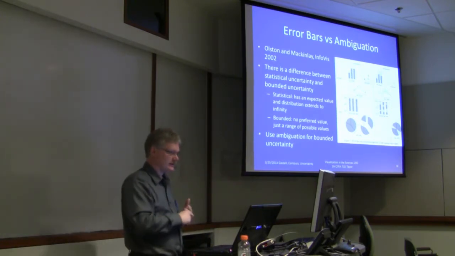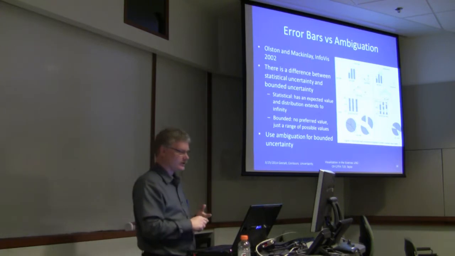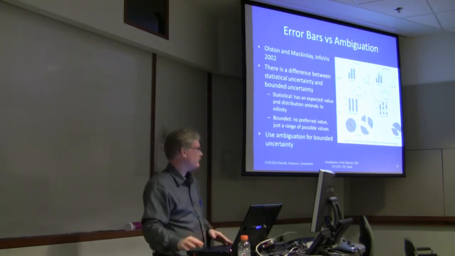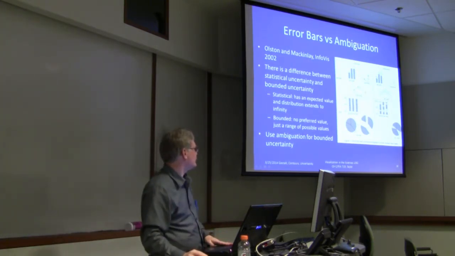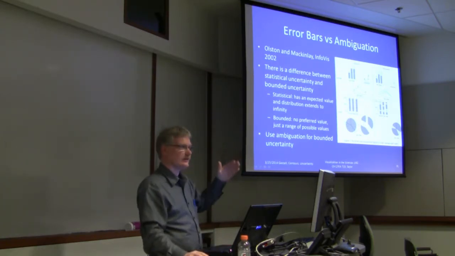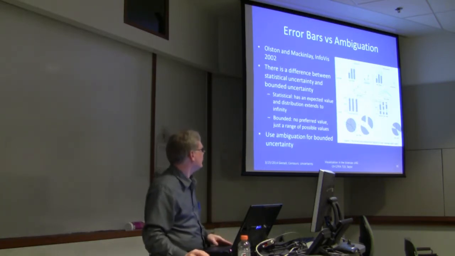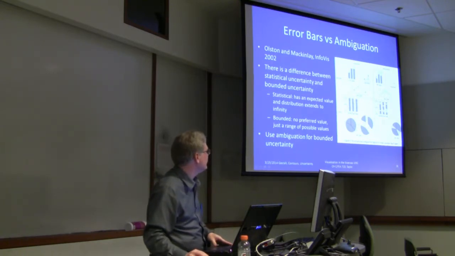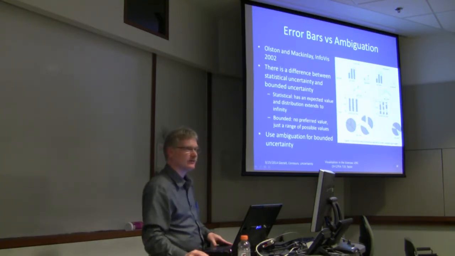The approach here is to use ambiguation for bounded uncertainty, and this is literally error bars. It could be somewhere between here and there. So this is showing, here's the line, but here's plus or minus where it might be. Here's the lower part and upper part for where it might be. Here's the range that they could be in for a scatter plot.